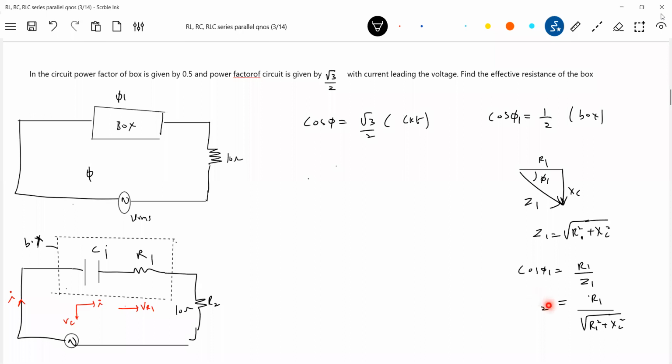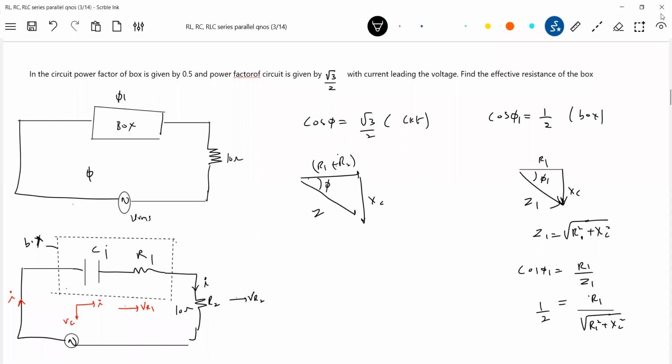How many unknowns are there? R1 and XC. Let's see that one. And the total power factor of the circuit should be in terms of R1 plus R2, because across this also the current will be in this direction and the voltage will be in the same direction. So VR2 will be in this direction. In terms of phase, I'm showing the current. If I draw the total, it will be like this.